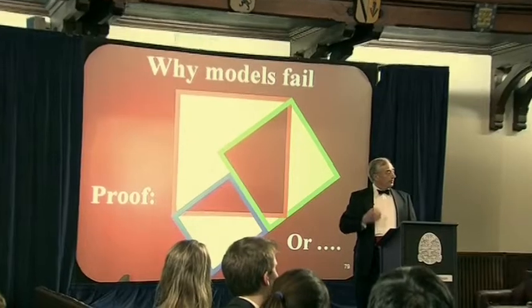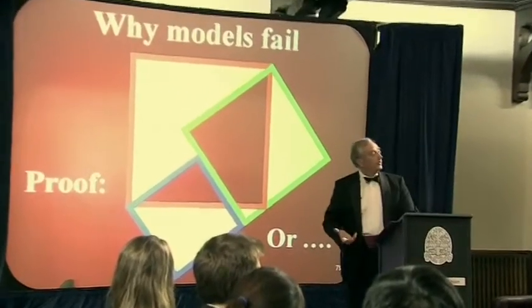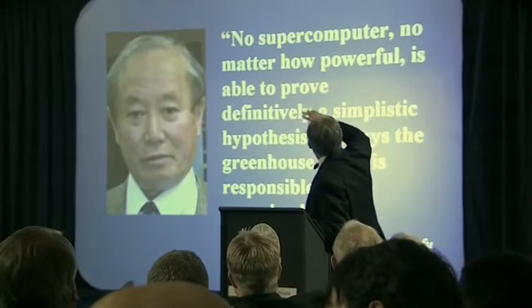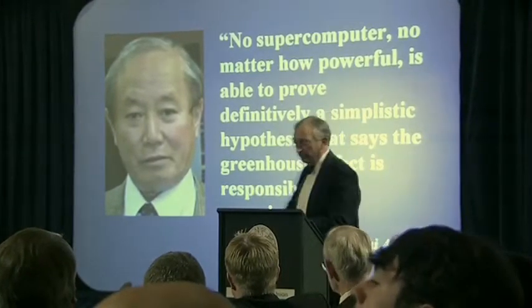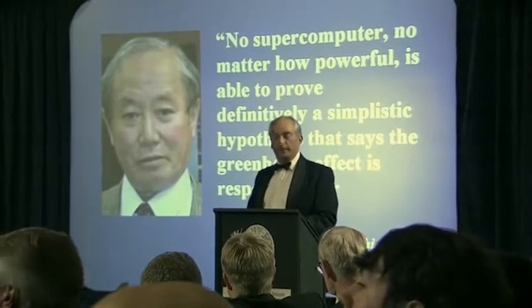Now, what the heck's Pythagoras' theorem got to do with global warming? Well, it's this: in the physical sciences generally, and in particular in something like climate science, where the data we have are largely inadequate, there just isn't enough of it, you can't make absolute proofs most of the time. Here is a formidable atmospheric physicist from Japan, Shunichi Akasofu. No supercomputer, no matter how powerful, is able to prove definitively a simplistic hypothesis that says the greenhouse effect is responsible for warming. It can't be done.